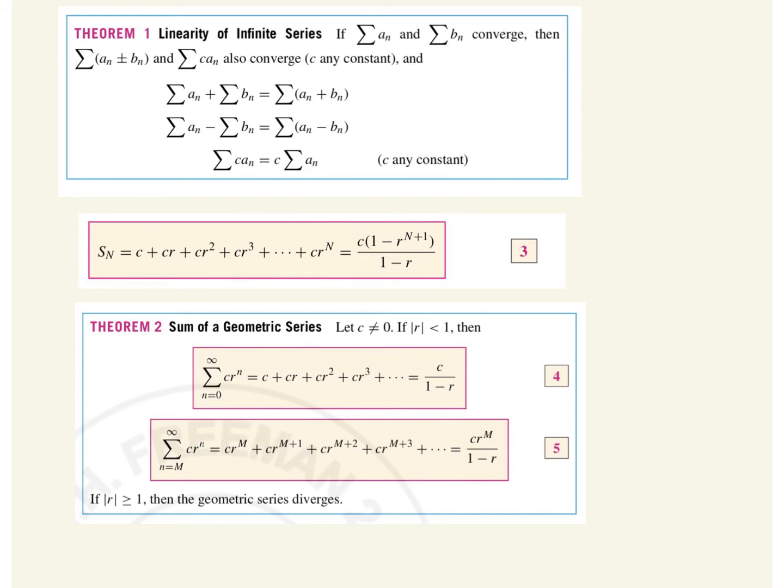Number 3 is not one that's going to be used directly, but it is part of the proof in arriving at theorem 2, so I threw it in there. If you want to take a look at everything leading up to it, it's certainly in the textbook. But 4 and 5 we will use.